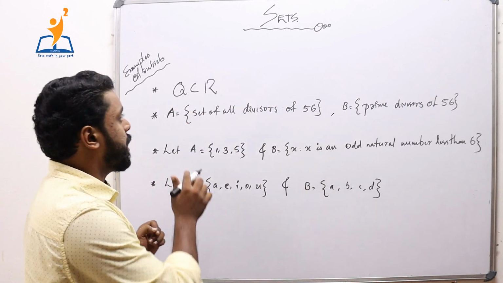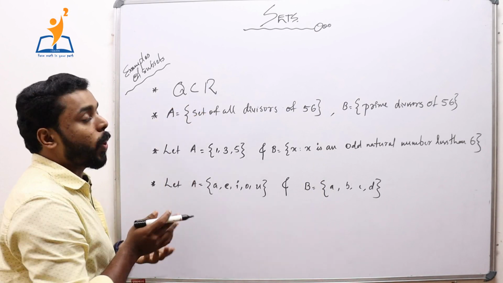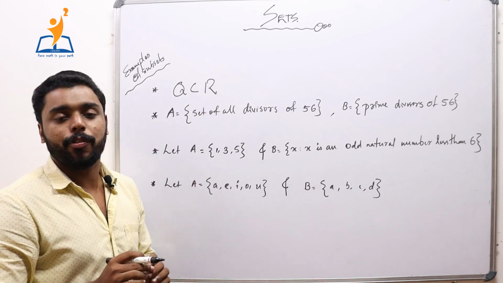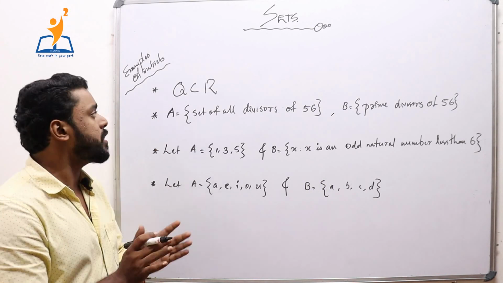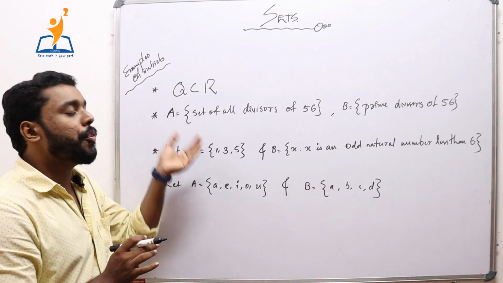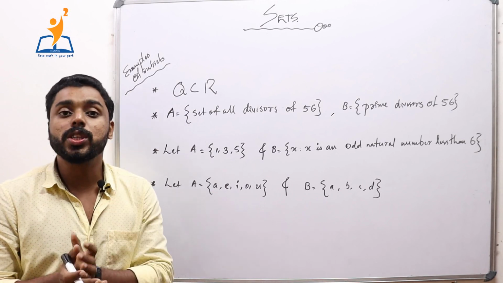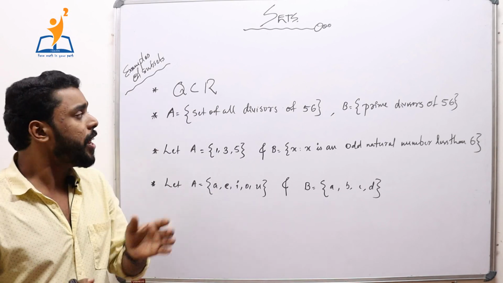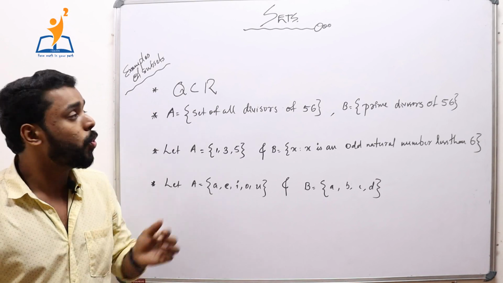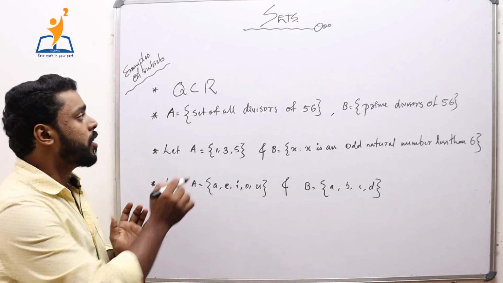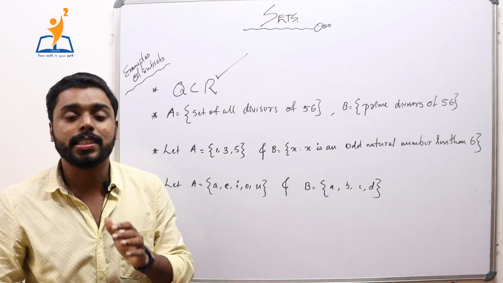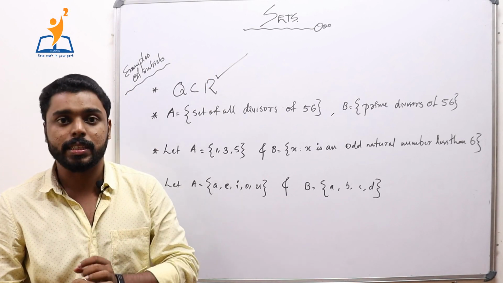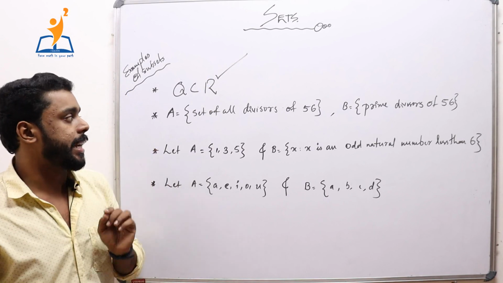The first example is Q subset of R. What are Q and R? Q is the set of all rationals, whereas R is the set of all real numbers. Of course, it is very observable that every rational number is also a real number. So every element belonging to the set Q is also in the set R. So we can easily say that Q, the set of all rationals, is a subset of the set of all real numbers.